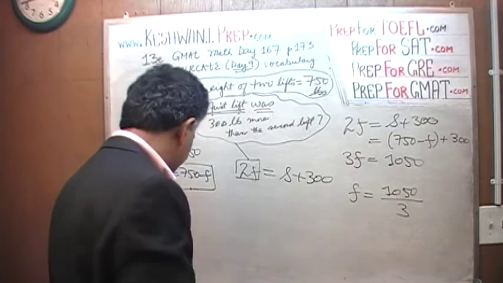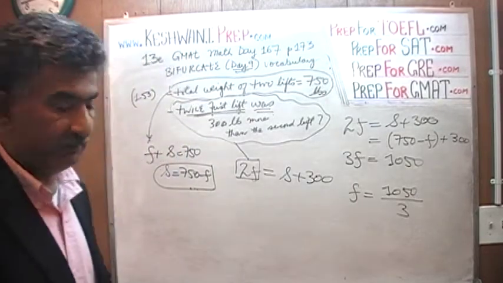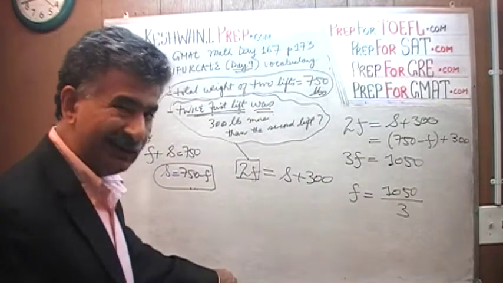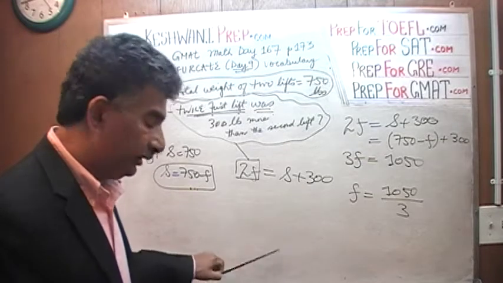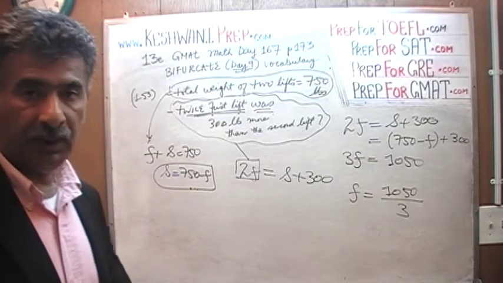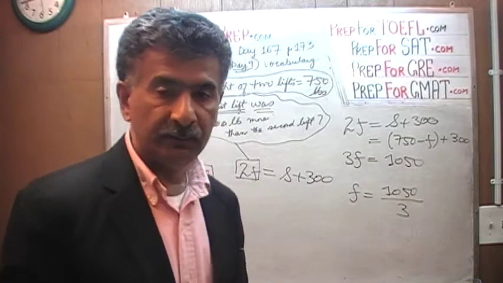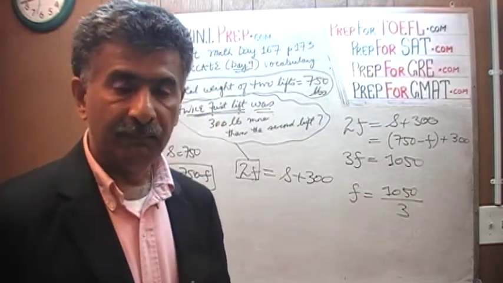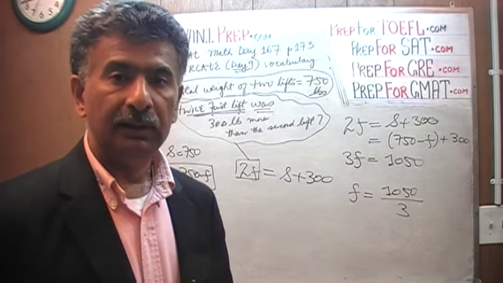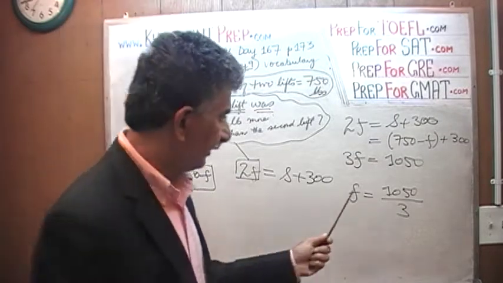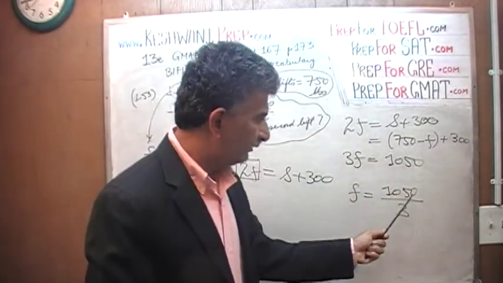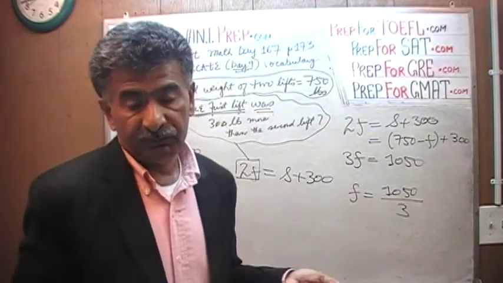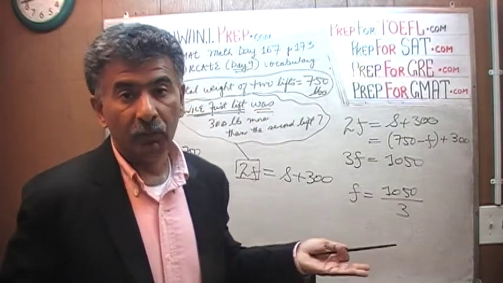Now before we actually attempt to divide 1050 by 3, the question is, is 1050 evenly divisible by 3? And how do we find that if a number is divisible by 3? A number is divisible by 3 if the sum of its digits is divisible by 3. The sum of the digits here is 1 plus 0 plus 5 plus 0, which is 6. Since 6 is divisible by 3, 1050 goes evenly into 3.